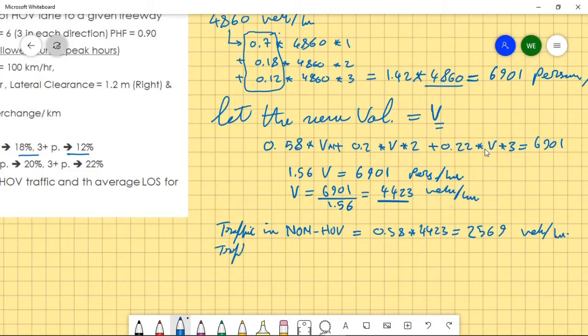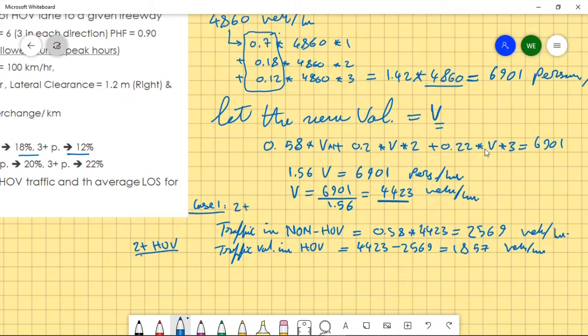The traffic volume in the HOV lane equals 4,423 minus 2,569. This is assuming case 1, which is a 2 plus HOV lane. So this will be 1,857 vehicles per hour. So that's case 1.